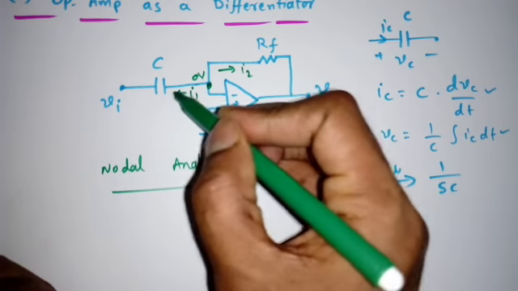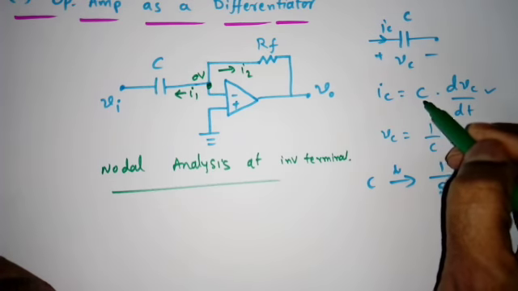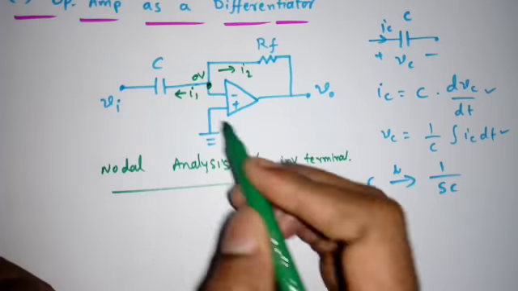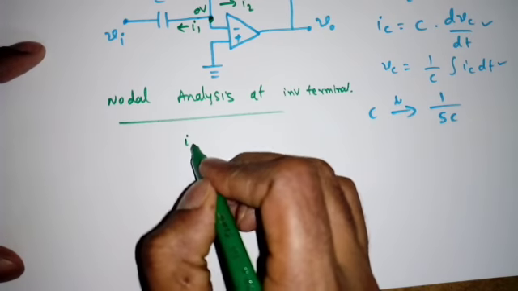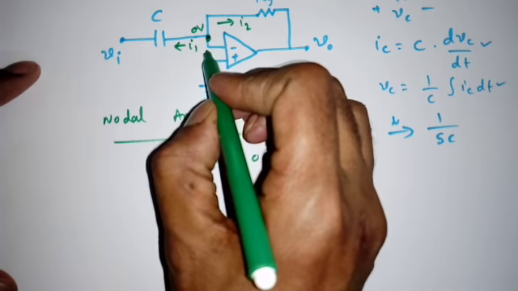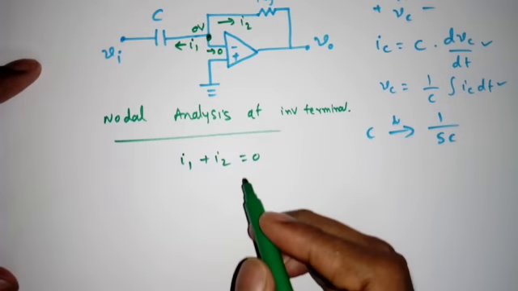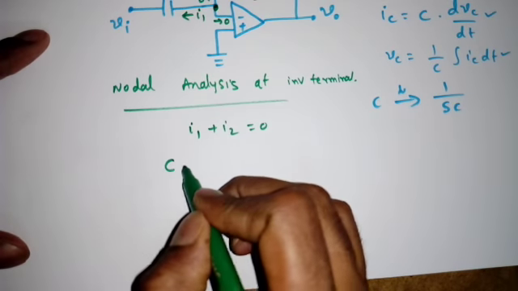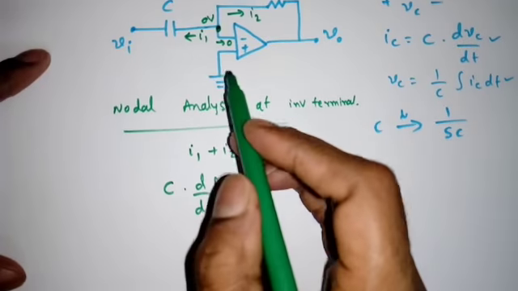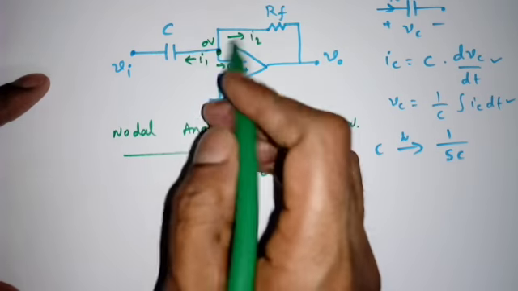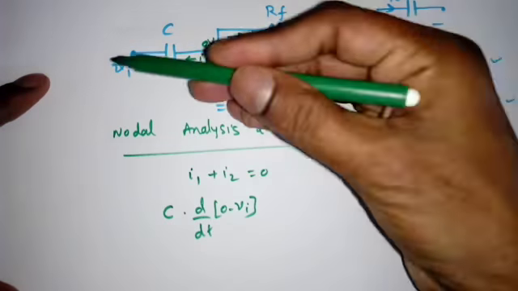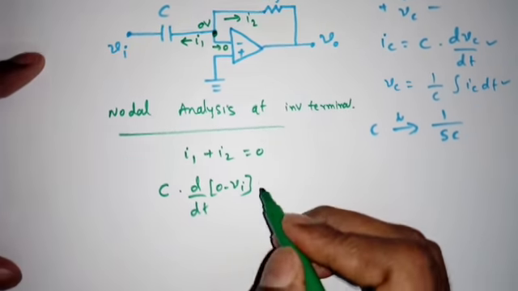So what is the current through the capacitor? C into dV by dt. But there is a voltage difference. See, this is 0 volt, this is Vi. So first I will write: I1 leaving, I2 is also leaving, is equal to 0, because the input current to this op amp is 0. But what is I1? C into d by dt of the voltage difference, that is 0 minus Vi. I cannot write dV by dt directly, because there is a voltage difference across this capacitor. So 0 minus Vi. See, current is flowing like this. So the difference means 0 minus Vi, plus I2.